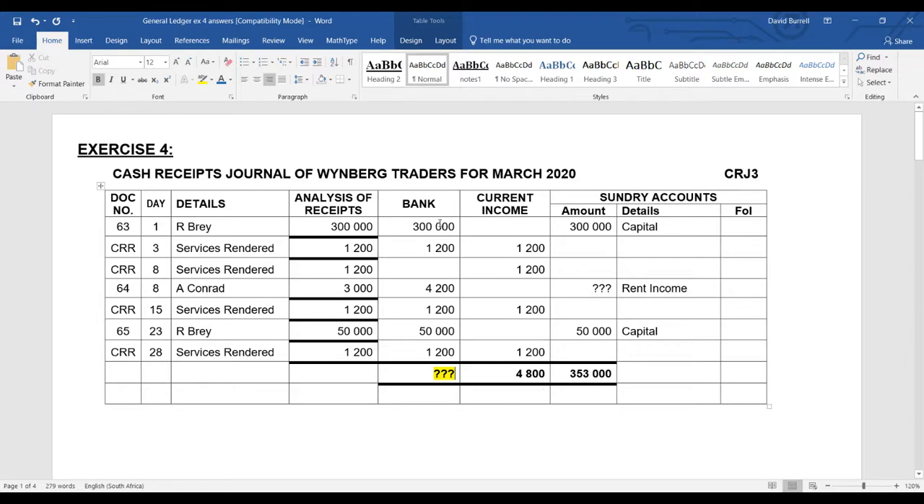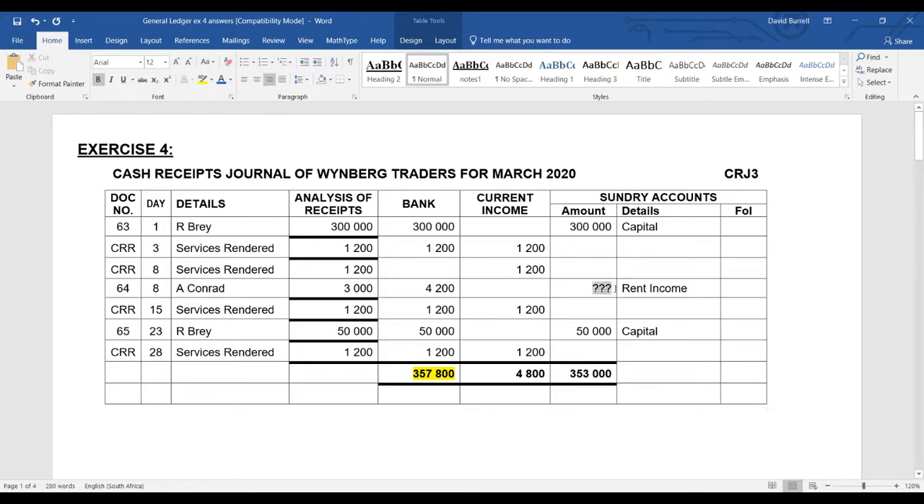Because you have all of the other figures in the bank column over there, it's just simple enough to take a calculator and just add up all of those amounts. So I've done that, and the total I get is 357,800. But you'll need to work that out before you do the posting to the general ledger.